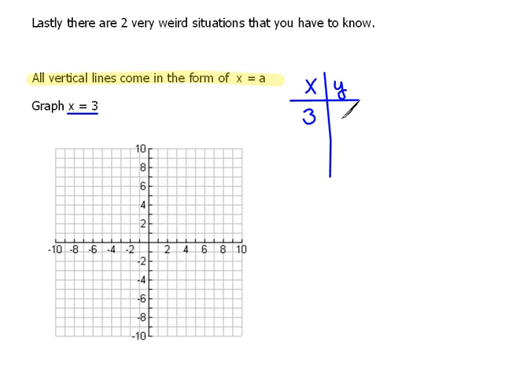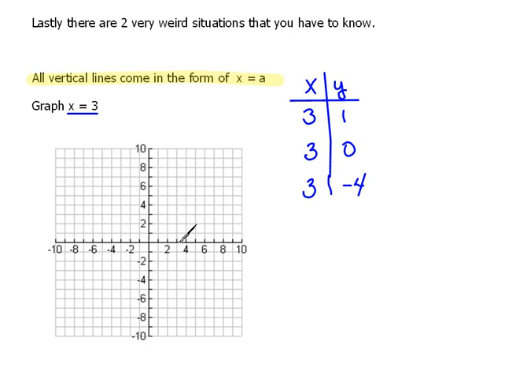Y can be anything you want it to be. Y could be 1, but x has to be 3. X has to be 3, but y could be 0. X has to be 3, but y could be -4. It doesn't matter. The only thing that matters is x is 3. Let's plot each of these 3 points and see what they look like.